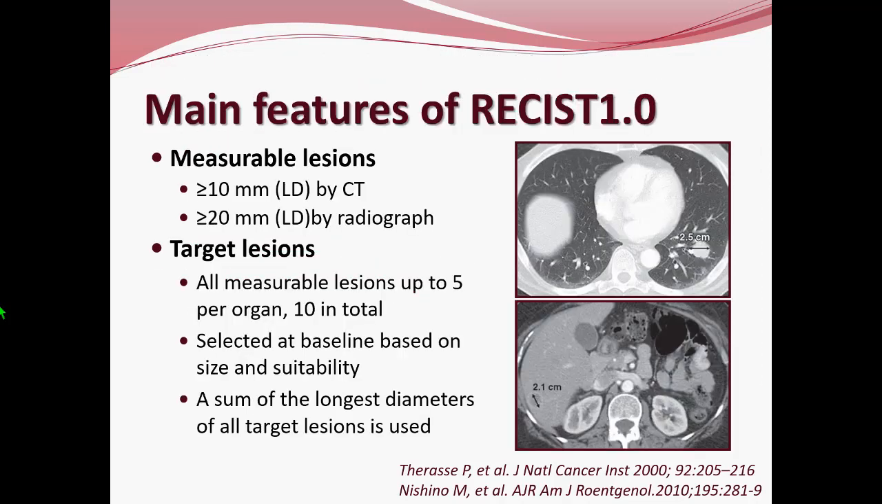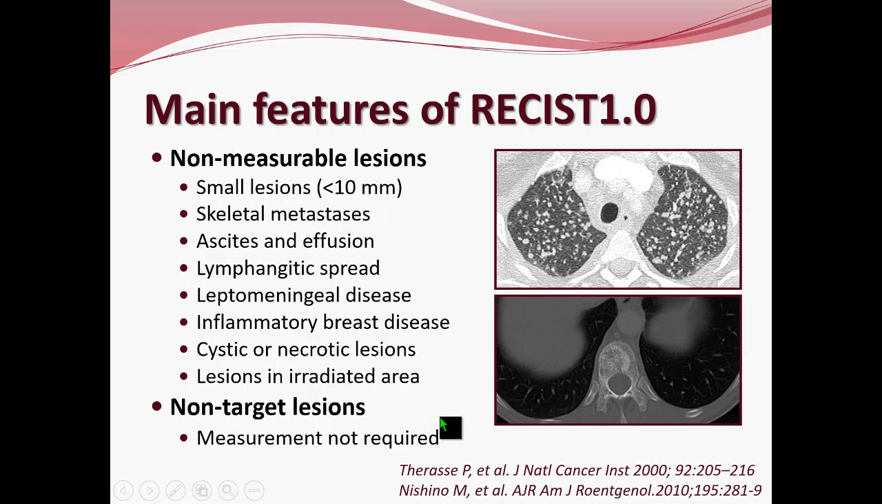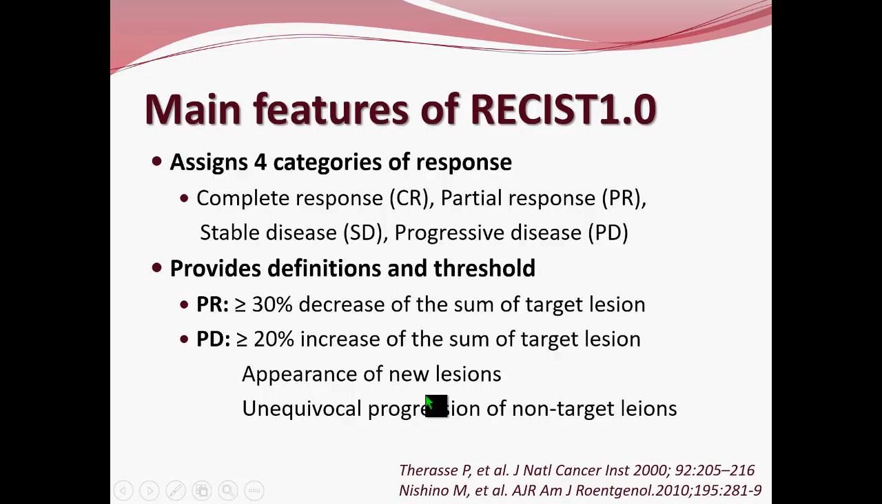Just a few major points of the original RECIST, which came out in 2000 and is now called RECIST 1.1. It defines measurable lesions based on their size. And among the measurable lesions, we choose target lesions, up to 5 per organ and 10 in total. So we select them at the baseline, and we use the sum of the longest diameter of all target lesions to quantify the tumor burden on each patient on serial scans. It also defines non-measurable lesions that are lesions too small to measure or are not suitable for repeated measurement, and these are recorded as non-target lesions.